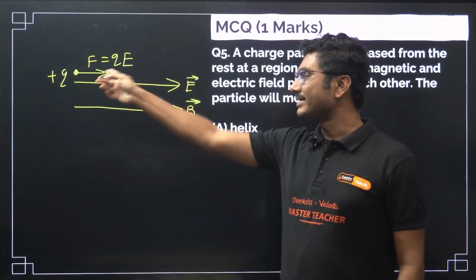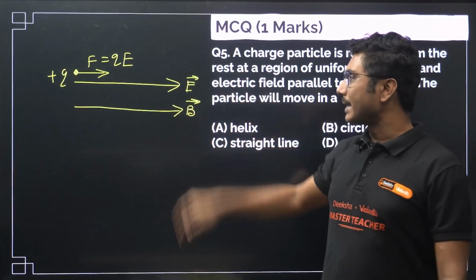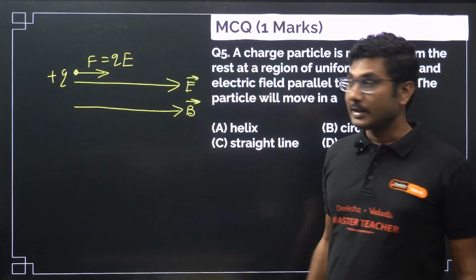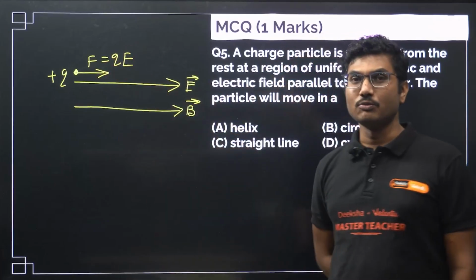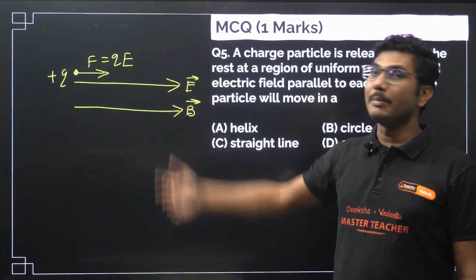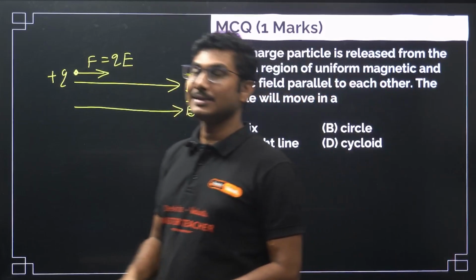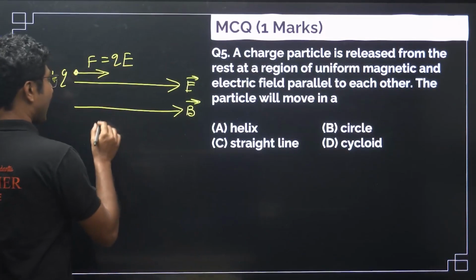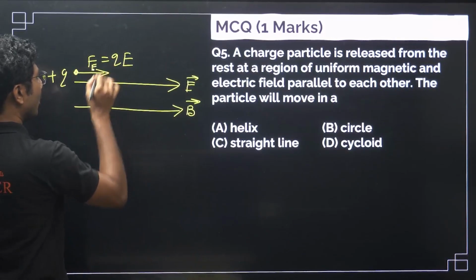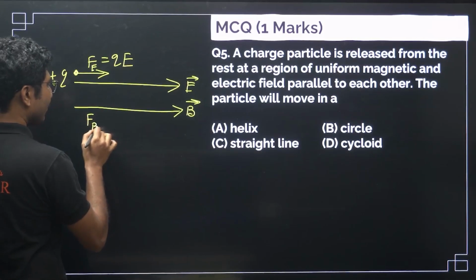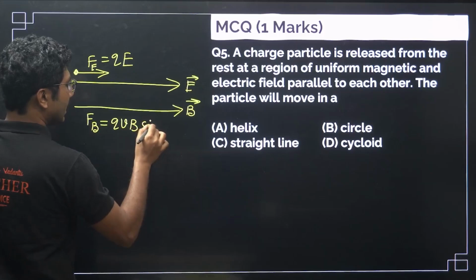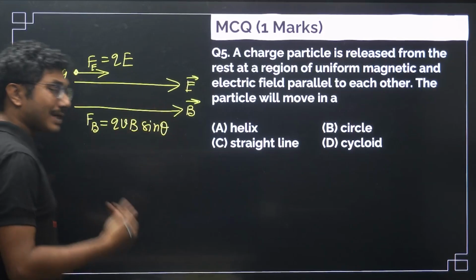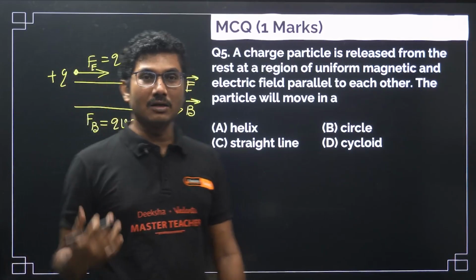Now, as soon as the charge starts to move, the magnetic field will try to apply force on this moving charge, but will it be able to apply the force on it or not? That is the major question. So, let us see the magnetic force. This is the electric force. What is the magnetic force? We just saw that it will be Q V B sin theta. Now, what is theta here? That is the million dollar question.